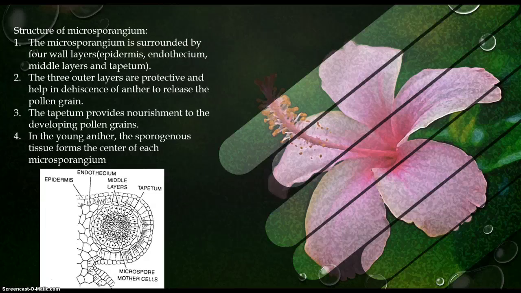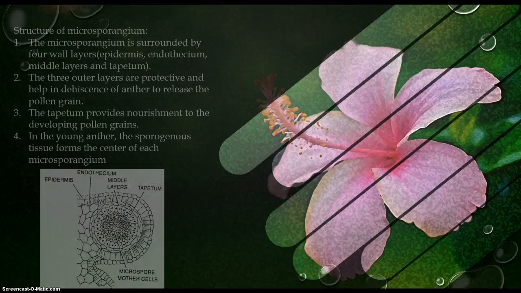You can see in this diagram, epidermis, endothecium and middle layers serve as protective layers. Tapetum, on the other hand, provides nourishment, and inside what do we have? Microspore mother cell, or pollen mother cells, sometimes we say. Now let us talk about how this microsporangium develops the pollen grain.